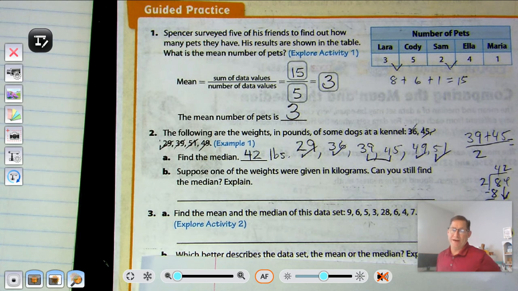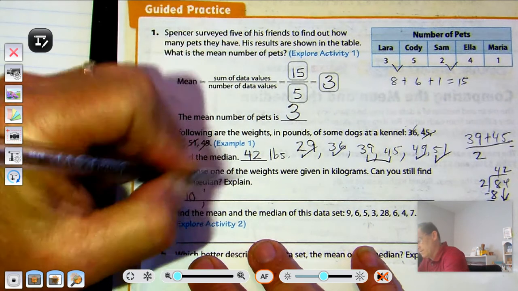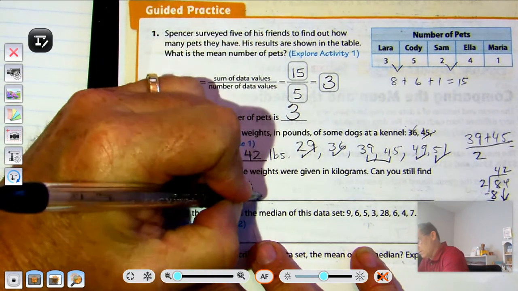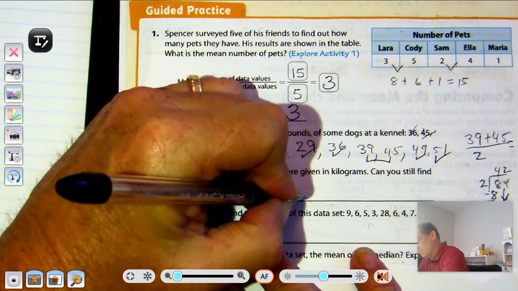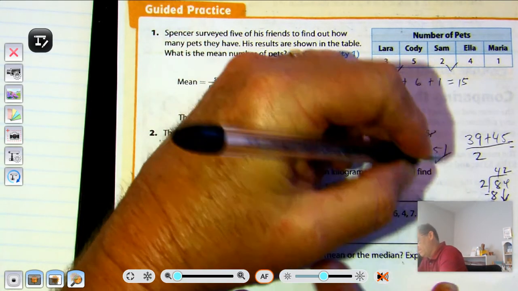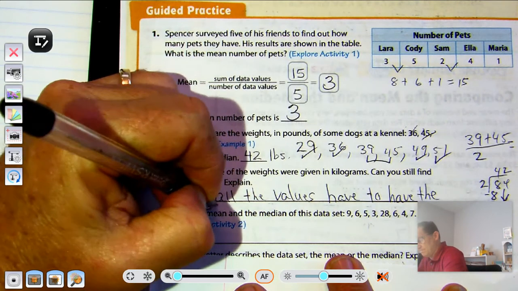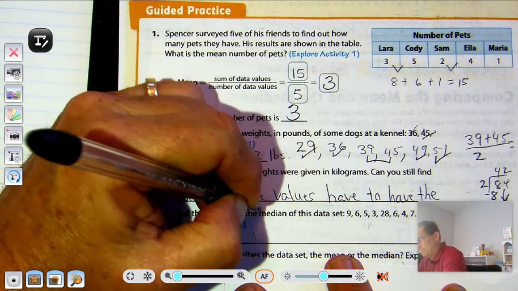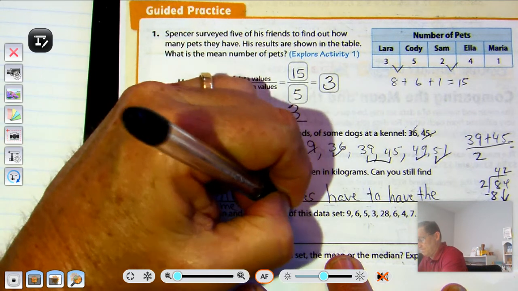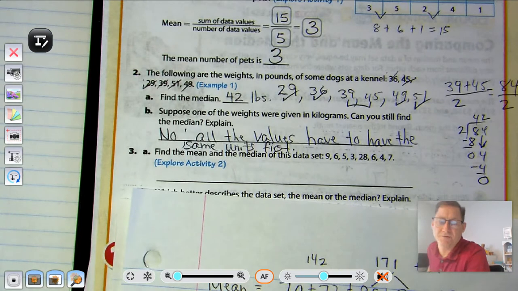Suppose one of the weights were given in kilograms. Can you still find the median? No. Nope. They all have to have the same units first.